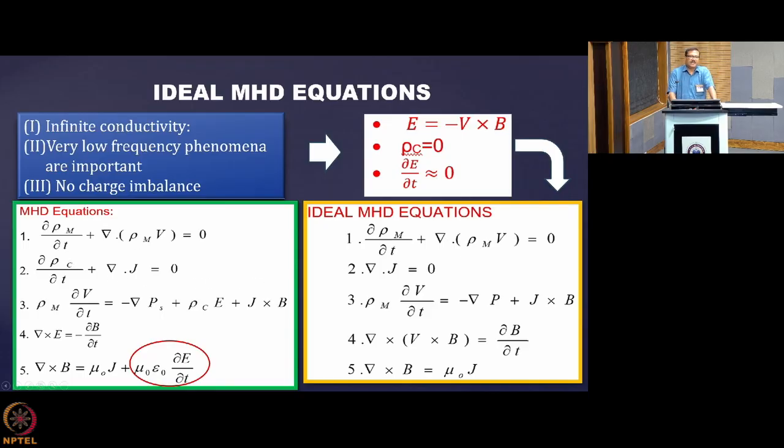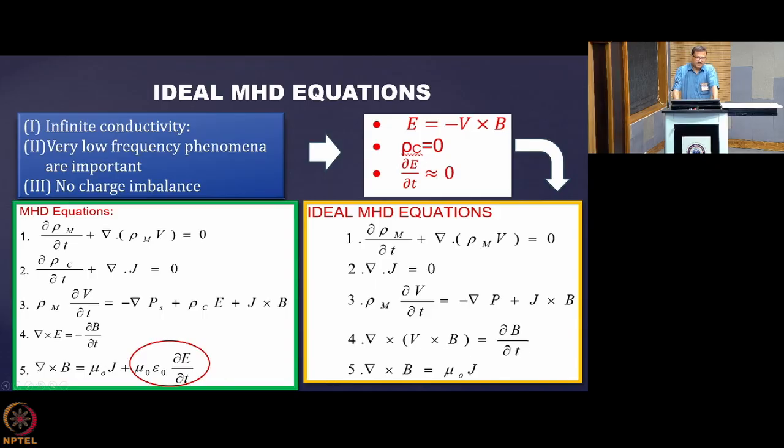Now we are saying that ideal MHD equations have no charge imbalance, so we can put rho c as 0 over here, and then it reduces to divergence J equal to 0. In the third equation, when you put rho c as 0, the grad p term is there, and the J cross B term is there. Then curl E equal to minus del B del T. Now we have E equal to minus V cross B, so we put it over here. Then this negative sign and that negative sign cancel, and this equation reduces to curl of (V cross B) equal to del B del T.